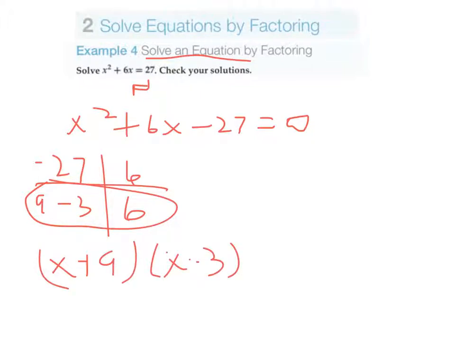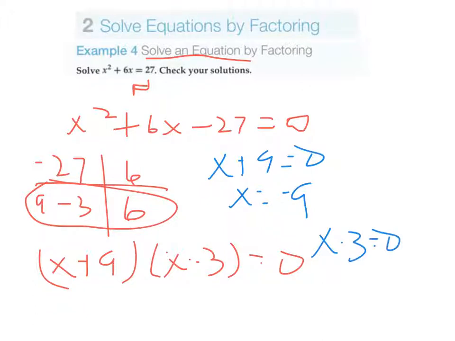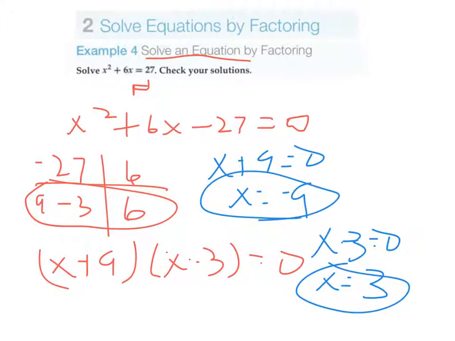Now, in solving, we make each factor, I'm going to do this one in blue, equal to 0 and solve. So x plus 9 equals 0. So that means x equals a -9. And then x minus 3 equals 0. And so x equals 3. So my answers when solving are -9 and 3.